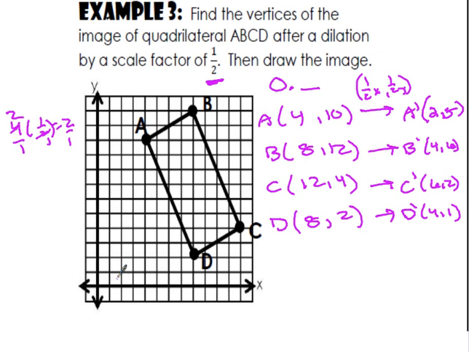Okay, 1, 2, 1, 2, 3, 4. 1, 2, 3, 4, 5. There's my new A. I should maintain the same shape. 1, 2, and then it should go up 1. There's my new B, because that's at 4, 6. C's at 6, 2. There's 6, 2. And then 4, 1. So I shrunk it by a half, by a scale factor of 1/2.